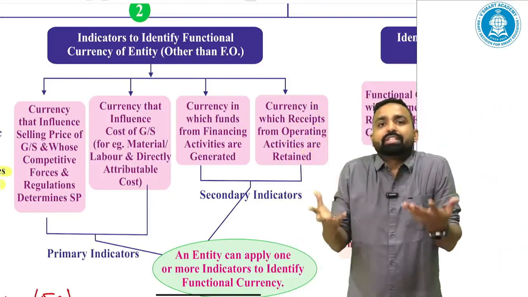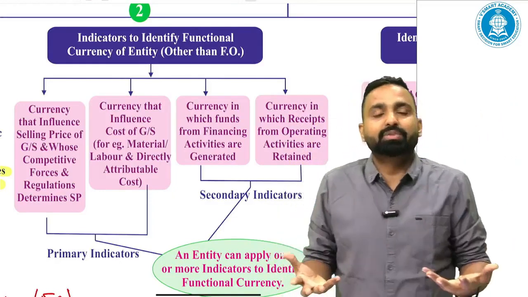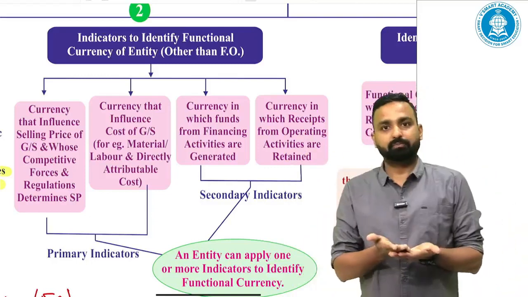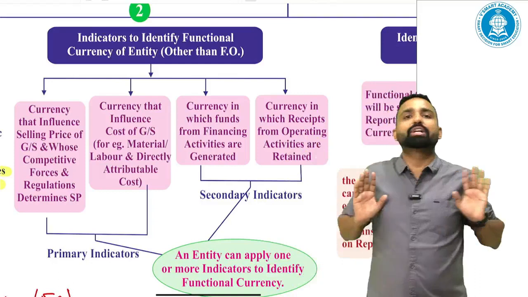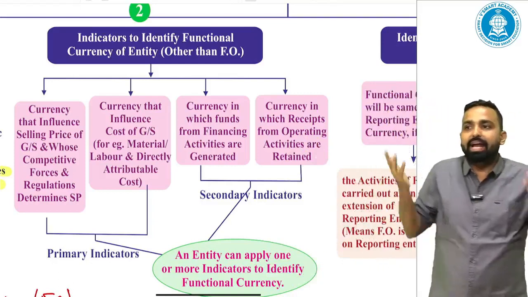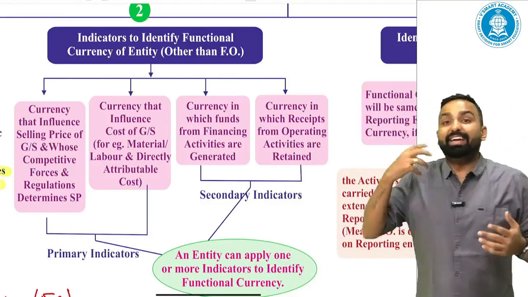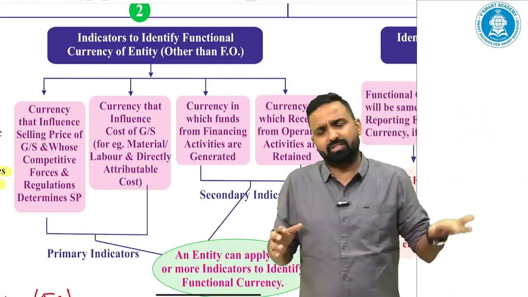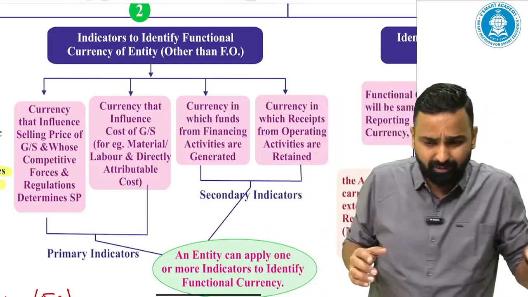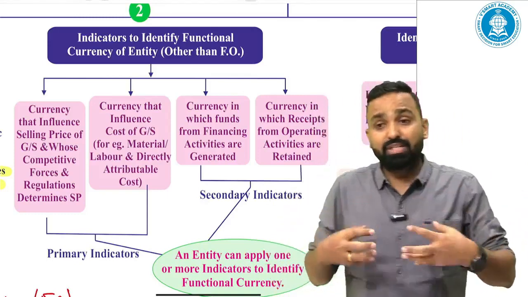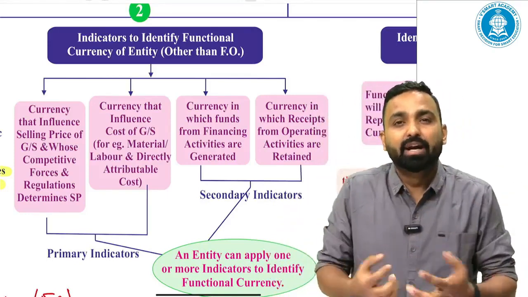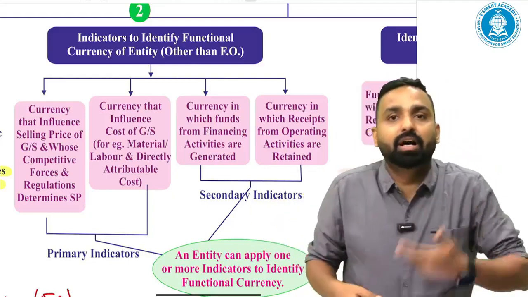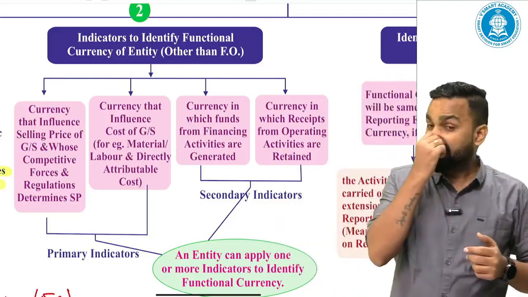When you sell your goods and services, when you earn something from your business, in which currency do you retain your profit? Suppose the entity retains the profit in US dollar only, because the entity has no faith in Indian currency or any other currency, they have faith in US currency only, because the US is just the most stable currency. So if we retain our profit in US currency, our US currency can be the functional currency. Guys, understood or not?